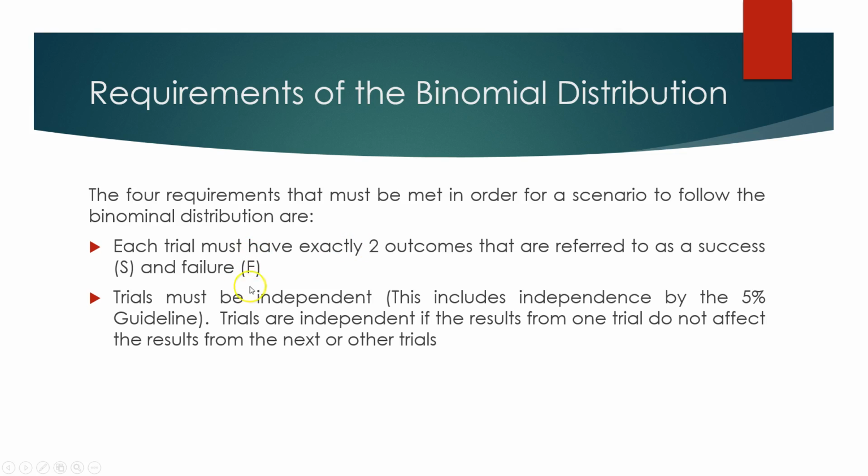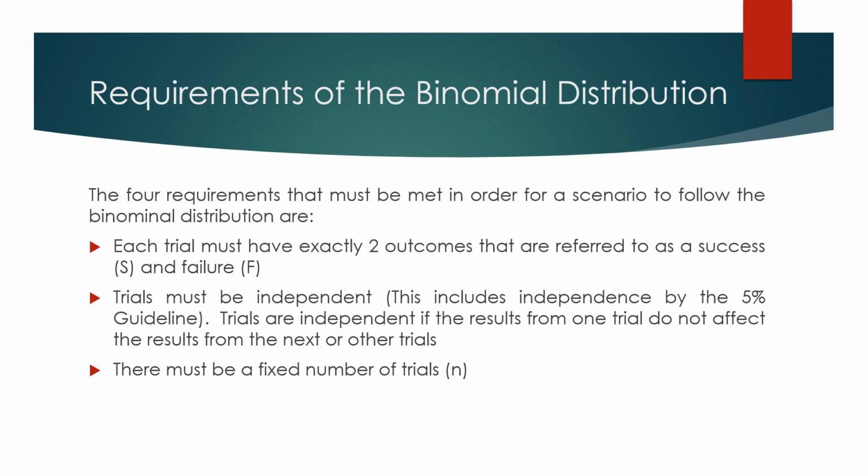So second is independence. So the trials must be independent, and this includes independence by the 5% guideline. So what trials being independent means is that the results from one trial do not affect the results from the next or other trials. So we'll look at a few of these specifically. Because of the 5% guideline, which is kind of invisible but is important, we don't really have a failure in independence too often.